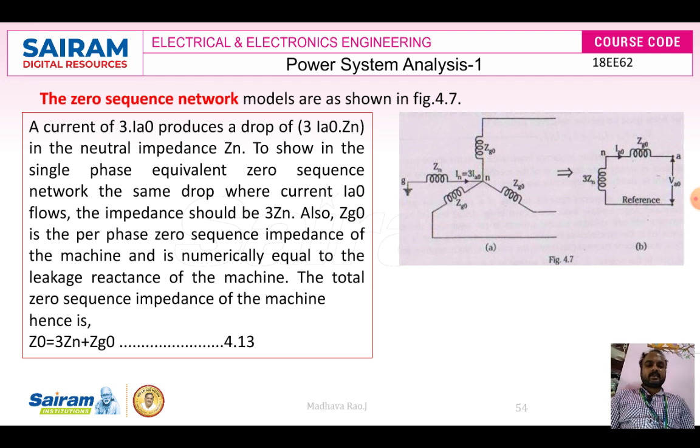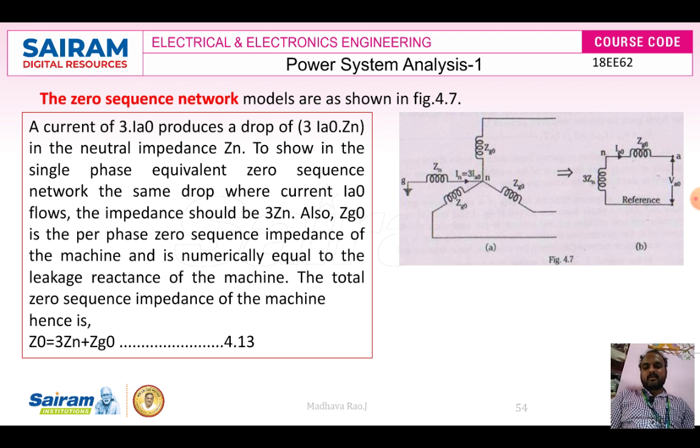Similarly, we have zero sequence impedances. For zero sequence, the current flowing in the neutral wire will be equal to 0, so IA naught will be equal to 0. The neutral impedance is Zn. The single-phase equivalent circuit is as shown in the figure. The drop: when the current IA naught flows, the impedance should be 3 into Zn.